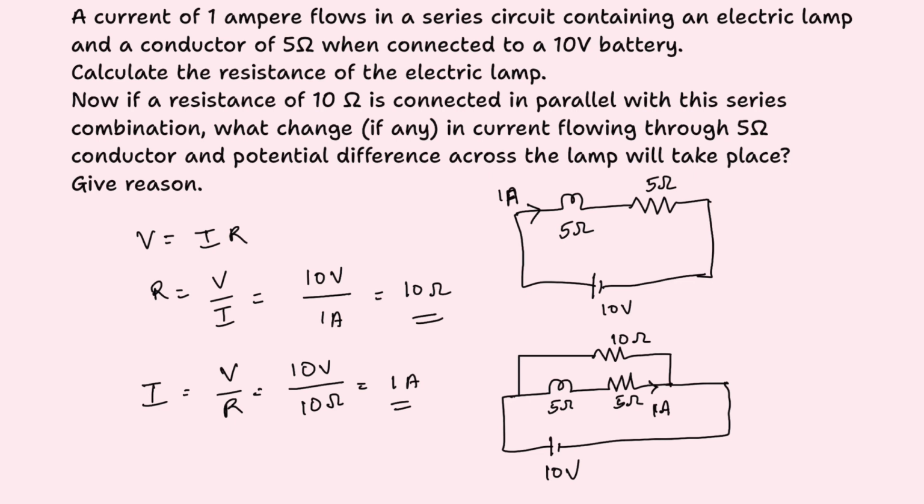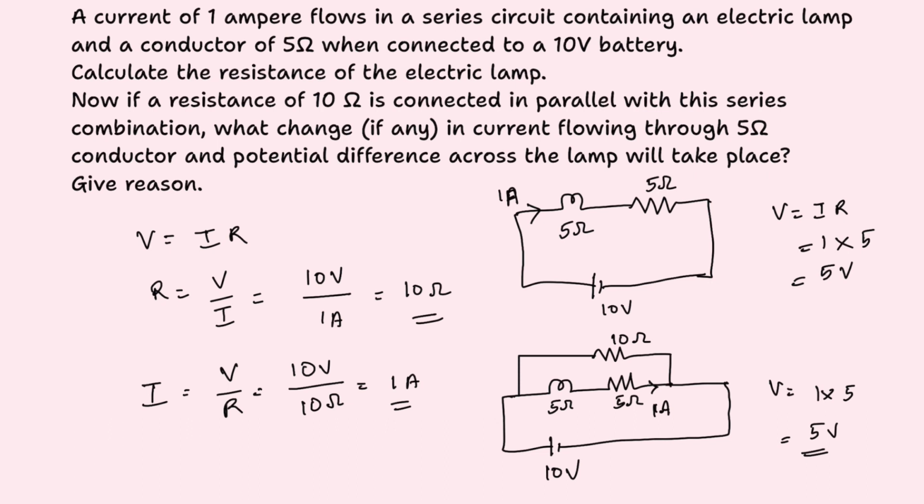What about the potential difference across the lamp? We know that potential difference V is equal to IR. So the current flowing through this is 1 ampere, and hence it is 1 ampere into the resistance of the electric bulb, which is 5. So 1 into 5 is 5 volts. What about in the second case? The current flowing through this is again 1 ampere, and the resistance has not changed, so it is 5. So hence it will be 5 volts again. So there's no change in potential difference also.